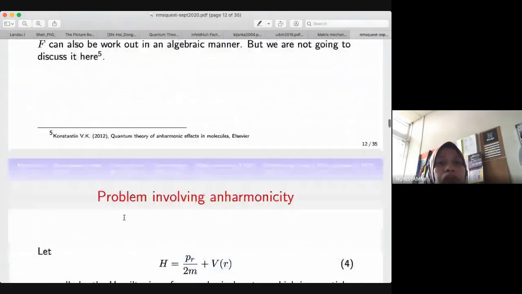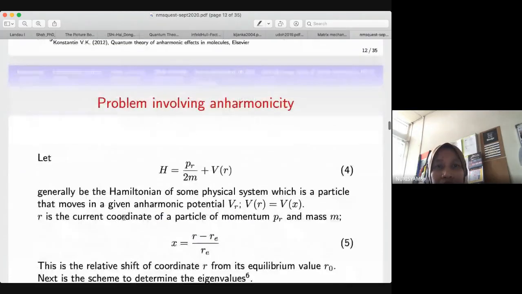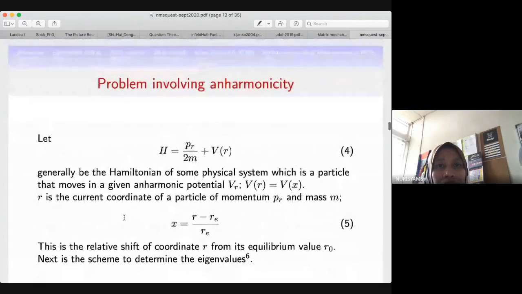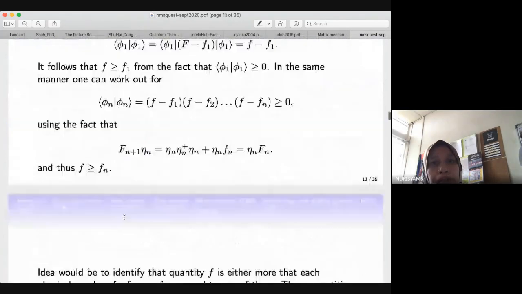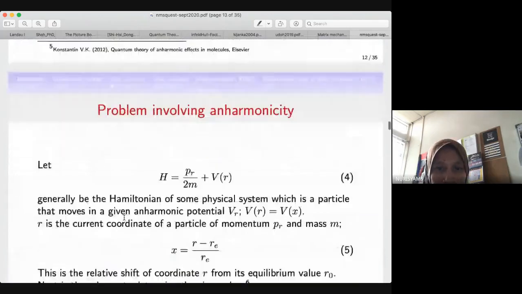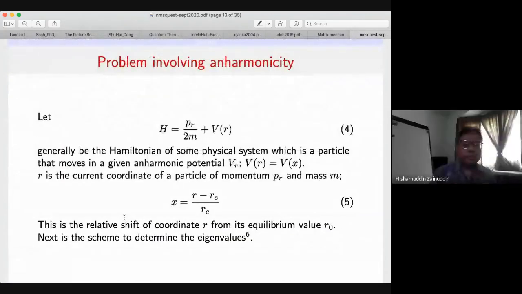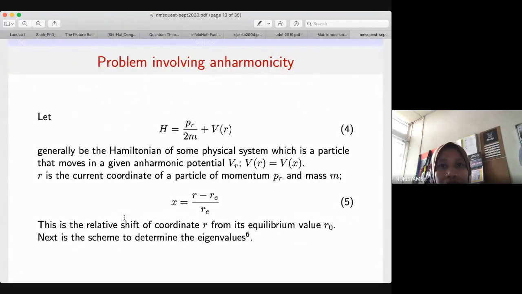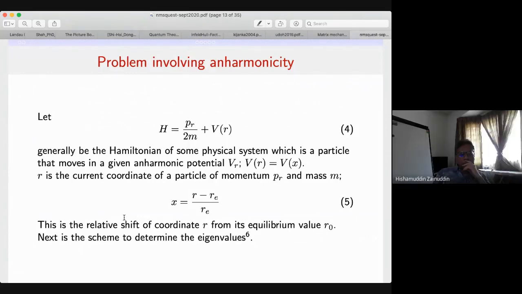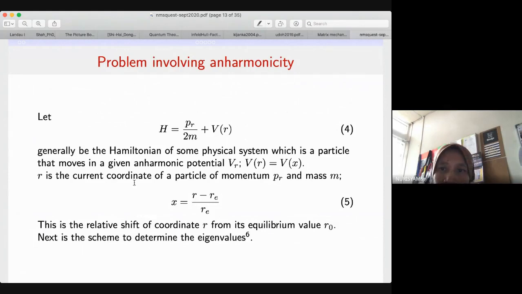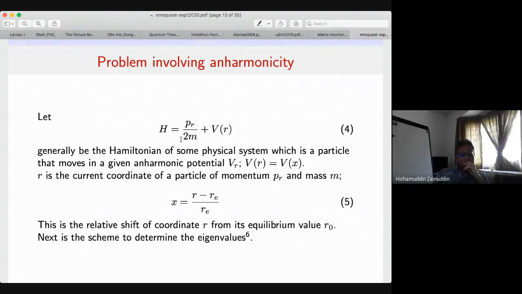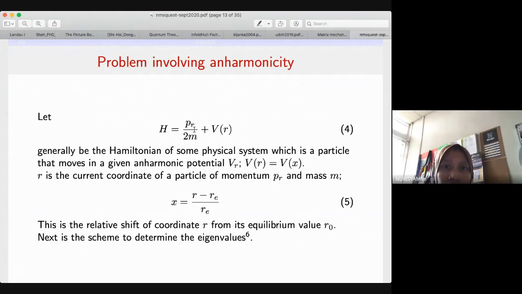All right, so now let's move on to Morse potentials. For the Morse potential, it's actually a potential involving anharmonicity. I think this is a favorite among all. So we always have this Hamiltonian, where you have P_r there in terms of momentum, so kinetic energy, plus your potential energy.